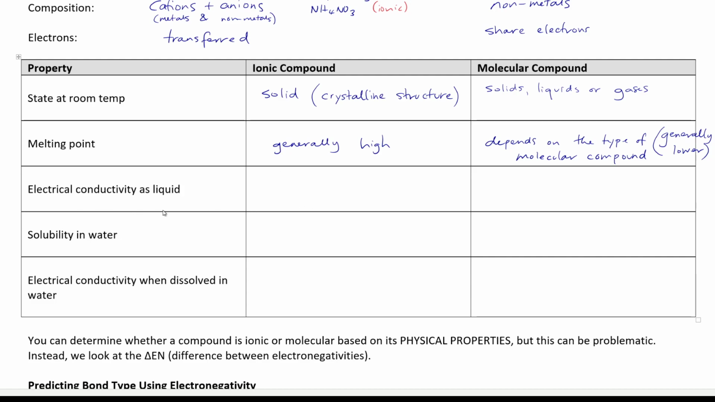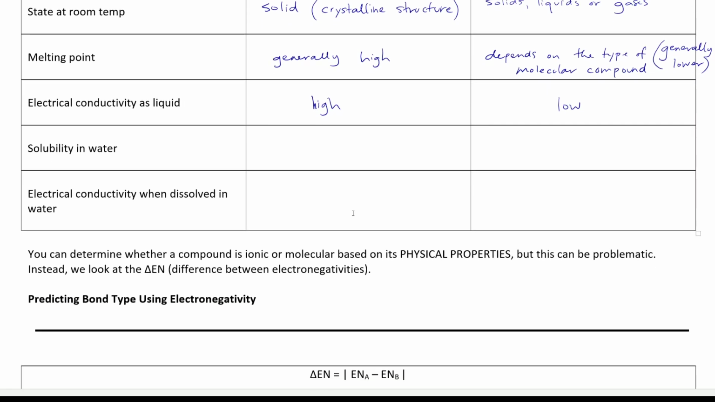Ionic compounds, electrical conductivity as a liquid. So if you took an ionic compound and you raised the temperature to its melting point so that it turns into a molten substance, right? So molten means that it is a liquid. The electrical conductivity is high. So ionic compounds, because they break up into ions when they form a liquid, can conduct electricity. Electrical conductivity as a liquid, though, for molecular compounds is low. So molecular compounds typically do not conduct electricity as liquids.